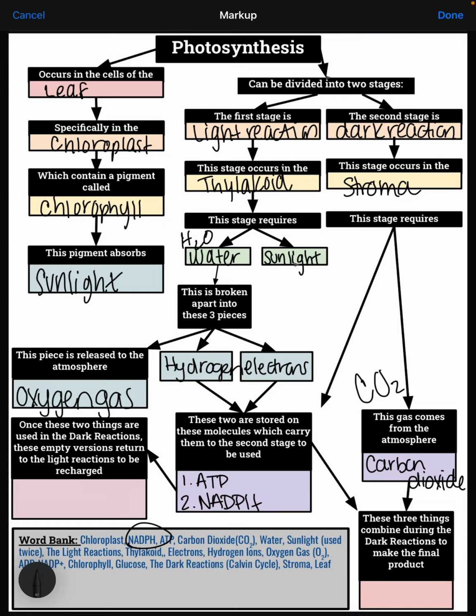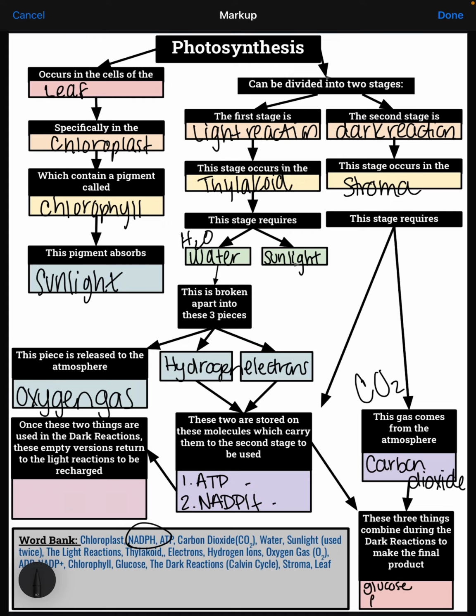Now, I want you to think about this real quick. These three things combine during the dark reaction to make the final product. So we're talking about ATP, NADPH, and carbon dioxide. Well, we need to produce an energy source, and then in cellular respiration, we're going to use that energy source, and that energy source is called glucose.